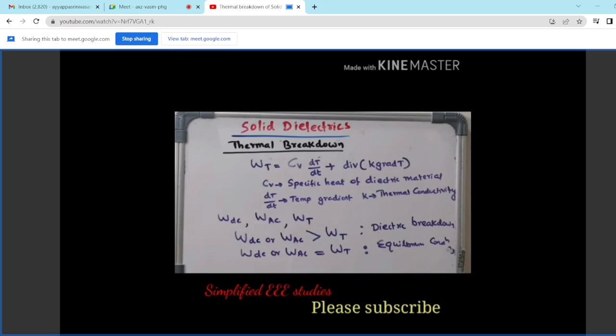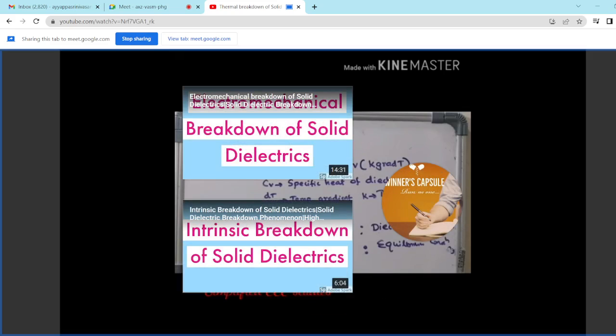Thereafter, you can explain the condition where either WAC or WDC is greater than WT. That means if the heat generated is greater than the heat transferred, obviously dielectric breakdown will take place. And of course, one more condition: if WAC or WDC is equal to WT, your material will be in the safe zone. Nothing will happen. That means it is under equilibrium condition. Okay, these are the different theories related to different conditions of thermal breakdown.